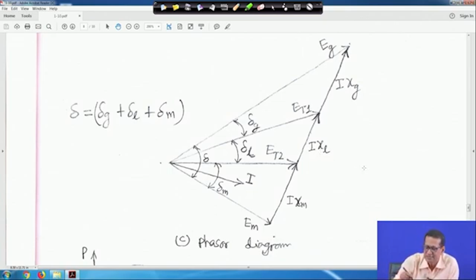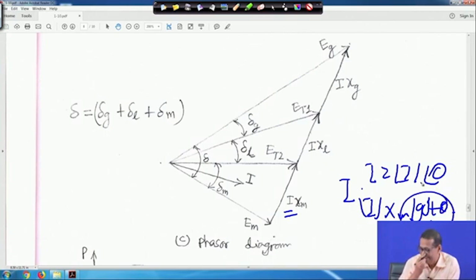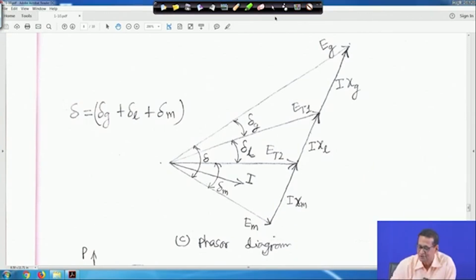One correction: I is actually lagging. So this angle may not be 90 degrees, because I also has some angle. I previously wrote 90 degrees, but it cannot be, because I has some angle. If the I angle is 0, then it is 90 degrees. Otherwise, if I is magnitude of I at angle theta, and this is jXm, then it will be magnitude of I into Xm at angle 90 degrees plus theta. As current is lagging, theta will be negative, so it will be less than 90 degrees. Only if the I angle is 0 degrees is it 90 degrees, but it is lagging, so it cannot be 90 degrees. I overlooked that one.